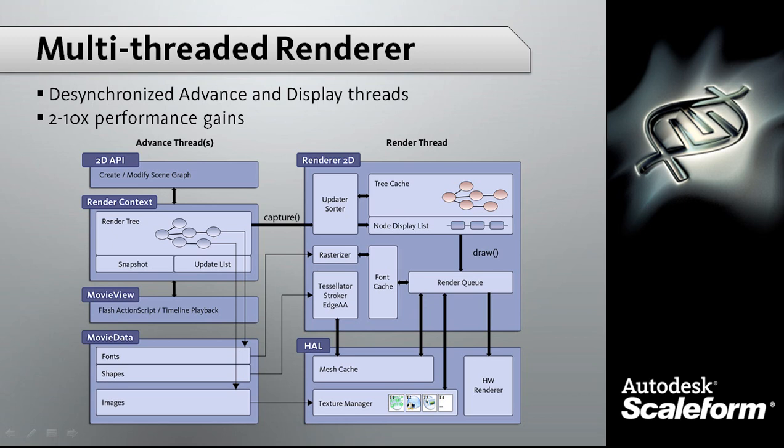at different rates. Your display can be happening at 60 frames a second, where your advance could be happening at 1,000 frames a second. That's just some number I'm throwing out there, but the point is your advance can be happening as often as it needs to happen, and then it can send updates to the GPU and rendering when it needs to be done. And so by doing this, you're going to see anywhere from a 2 to 10x performance gain, which is a big win.